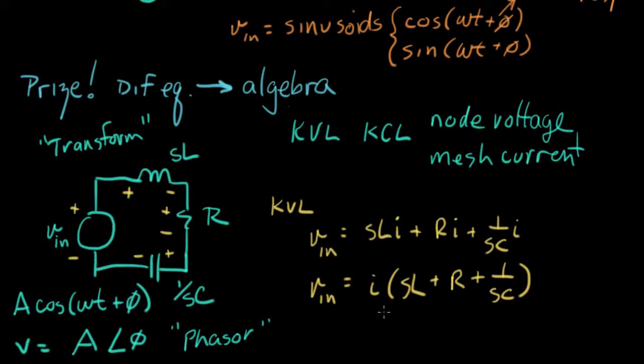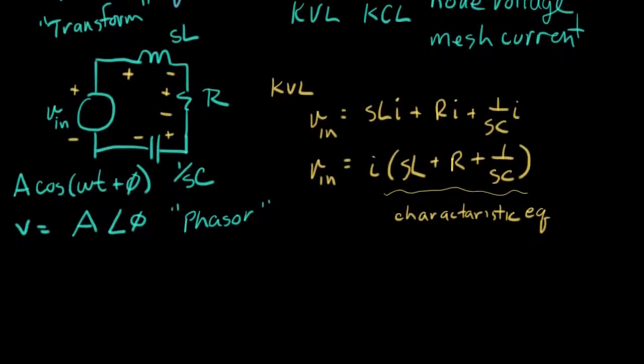Now, if we look at this expression right here, this is the characteristic equation. We just wrote down the characteristic equation of this circuit using these transformed components. Now what I want to do next, we're going to actually get a new concept.